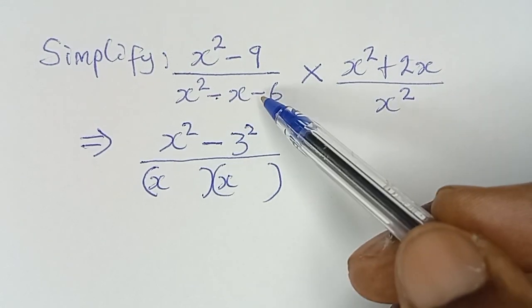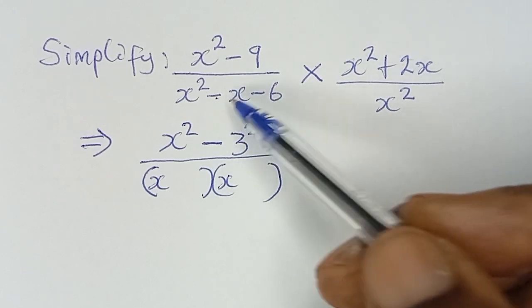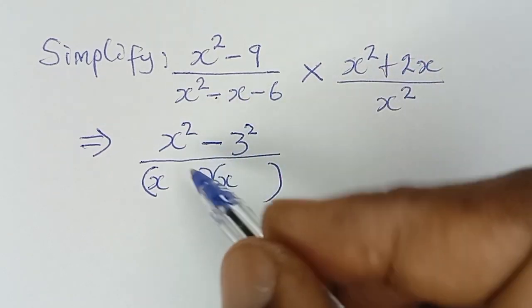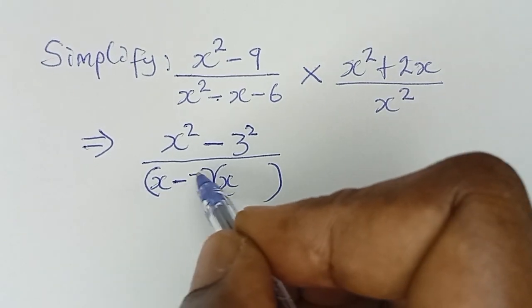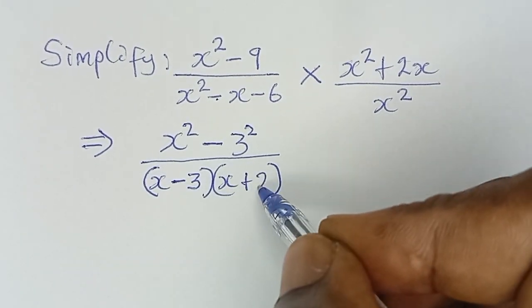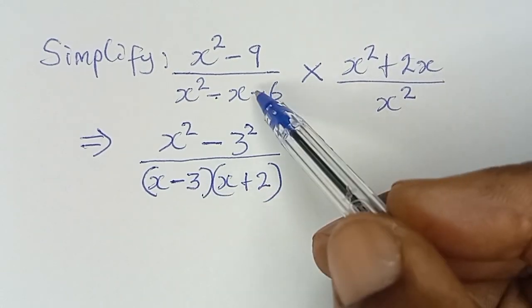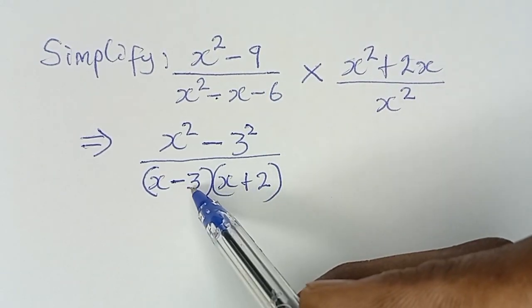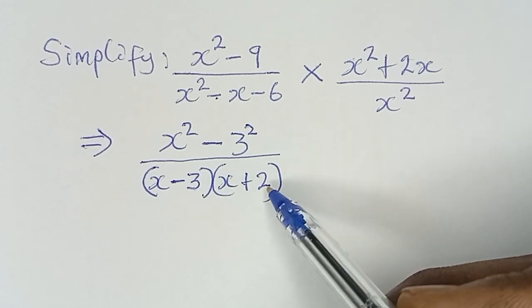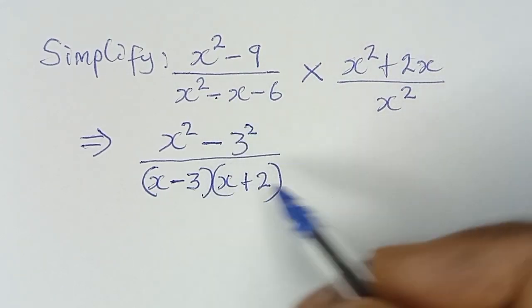So two numbers whose product is negative 6 and whose sum is negative 1. Those two numbers will be negative 3 and positive 2. Negative 3 multiplied by positive 2 will give you negative 6, and negative 3 added to positive 2 will give you negative 1. So that is how to factor terms like that.